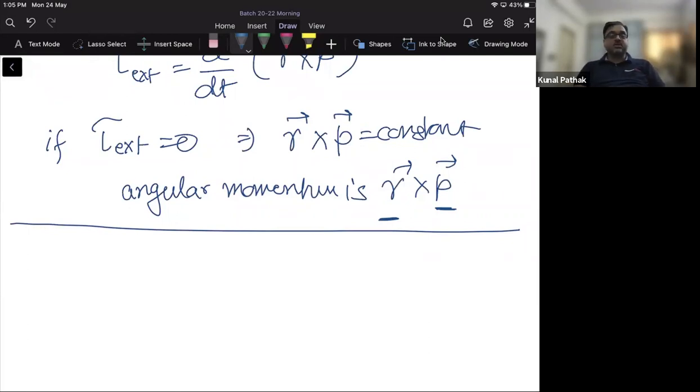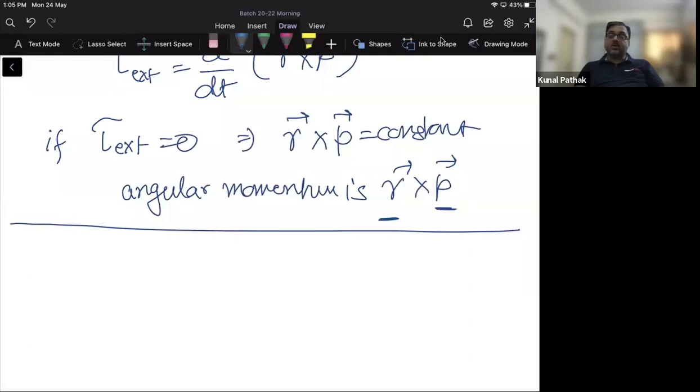So angular momentum is not an absolute quantity, okay, in the sense that I may choose the origin somewhere else, you may choose the origin somewhere else, and for you the angular momentum may be something else, for me it may be something else. In fact, it may be so drastic, just like torque, that for you the angular momentum is zero, and for me the angular momentum is non-zero. ऐसा भी हो सकता है. Okay.